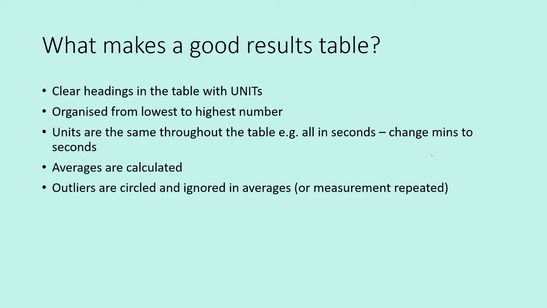Okay, so what makes a good result table? Clear headings with units, organized from the highest to the lowest or the lowest to the highest number. So they're in order. That means that you'll be able to see any patterns really quickly. You want to use the same units throughout the table. So if you've measured minutes and seconds, you need to change it to seconds. Okay. You calculate the averages and remember to round, just round to the nearest whole second. And outliers are circled and ignored in the averages. But as I said, you'll have plenty of time to do repeats, which would be good practice.